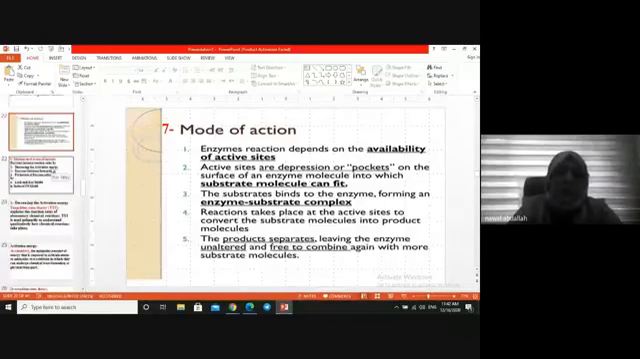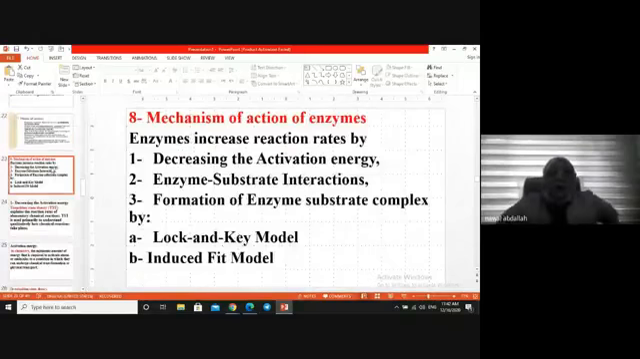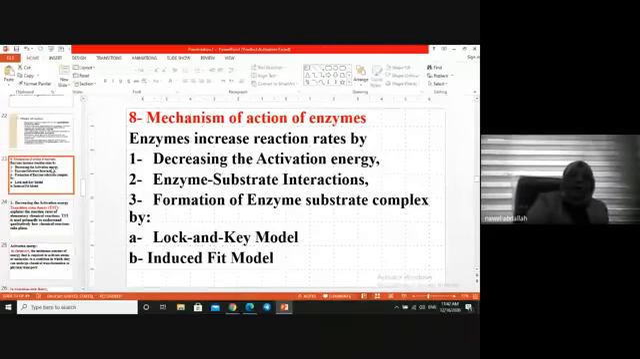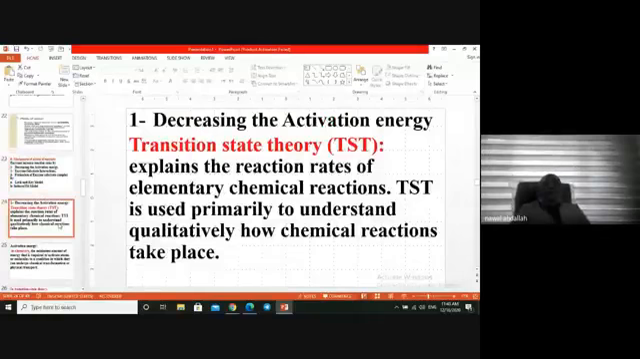There we have three steps of mechanism: decreasing the activation energy, enzyme substrate intermediate, and enzyme substrate interactions. Formation of the enzyme substrate complex can be explained by two models, the lock and key model and the induced fit model. Number one, decreasing the activation energy.